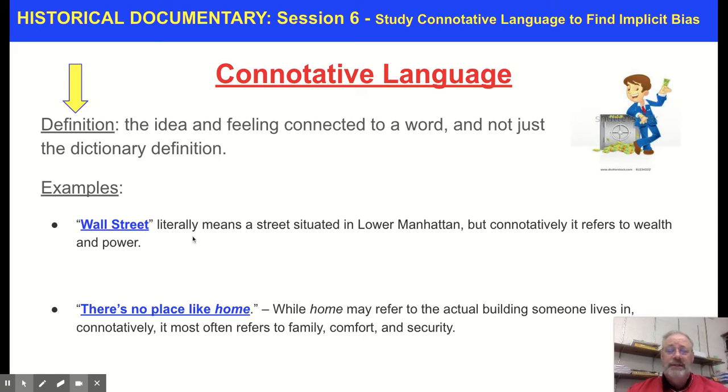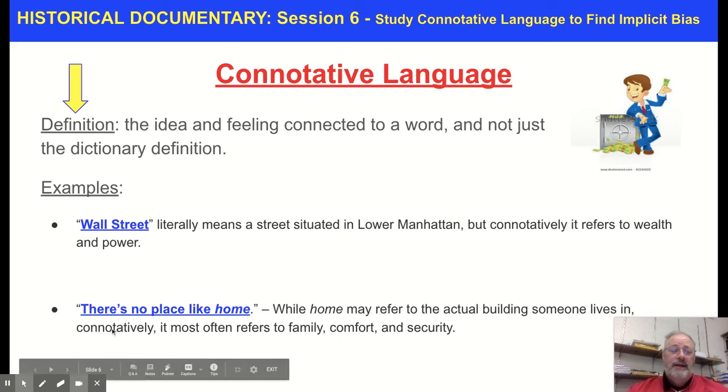Wall Street: the literal meaning of Wall Street is a street that is in Lower Manhattan, in New York City. That's where all the big business companies have offices. But connotatively, it refers to wealth and power. You know, like, oh, yeah, Wall Street, it means you might have a lot of money. The second one here is there's no place like home.